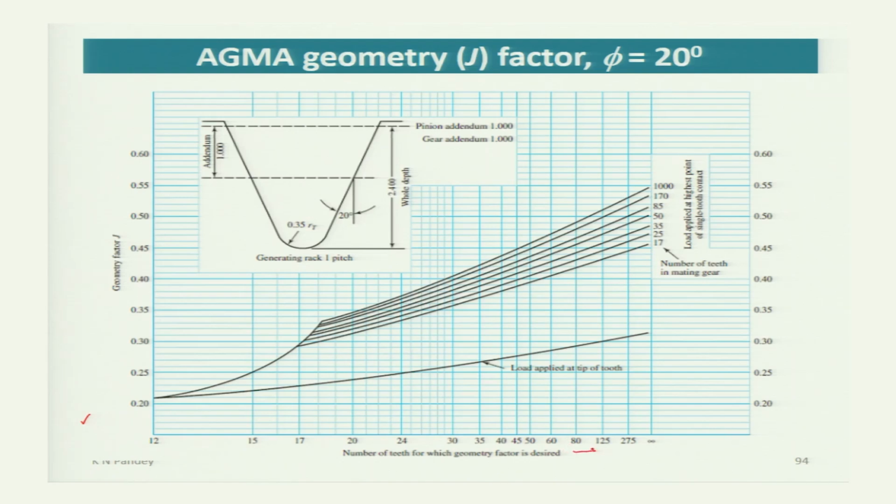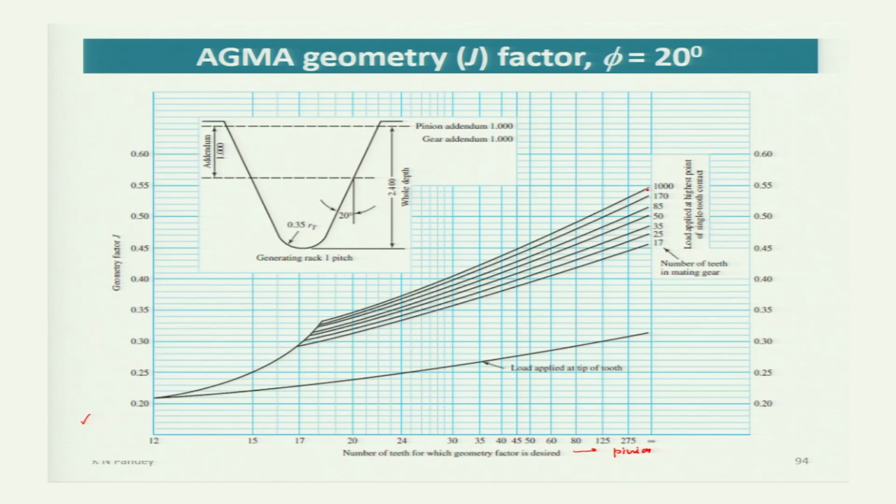So let's say you want to find the geometry factor for the pinion, then on this side you will take the number of teeth on the pinion. Now if you want to determine the geometry factor for the gear, then on this side you will select a point corresponding to the number of teeth on the gear. Now you have different curves.